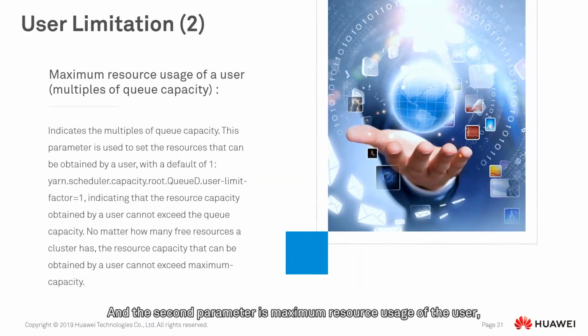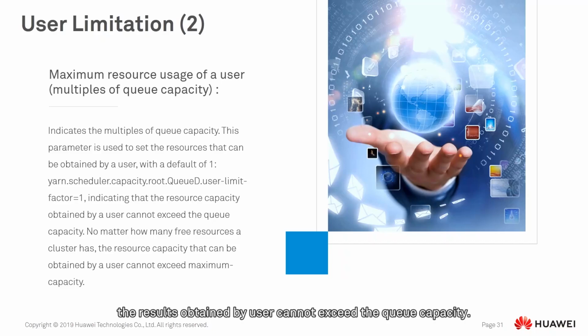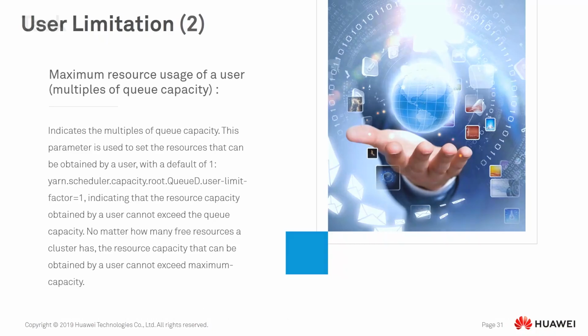And the second parameter is maximum resource usage of a user, which means the multiples of queue capacity. For example, if we set this parameter to 1, which is the default, the resource obtained by a user cannot exceed the queue capacity. Remember that the resource obtained by a user can exceed the resource capacity, but must not exceed the maximum capacity.